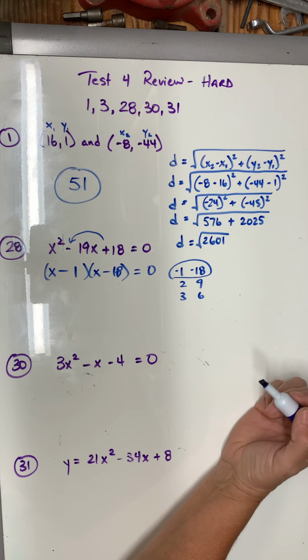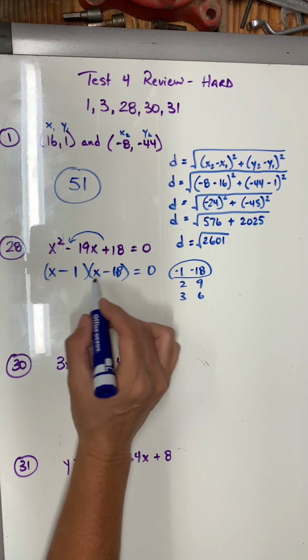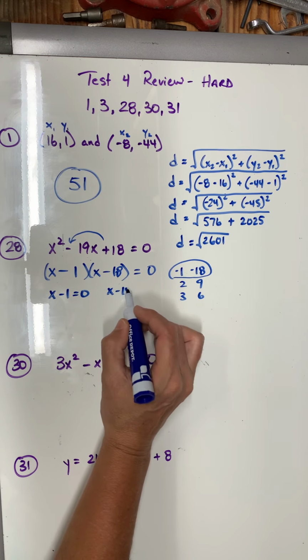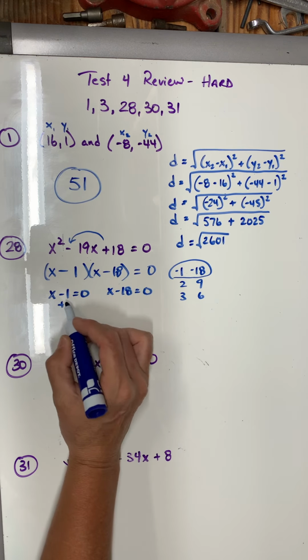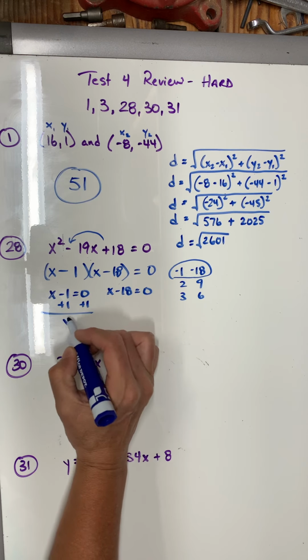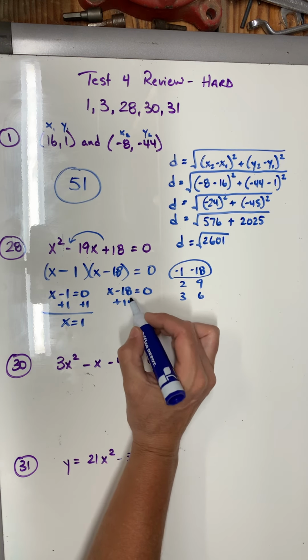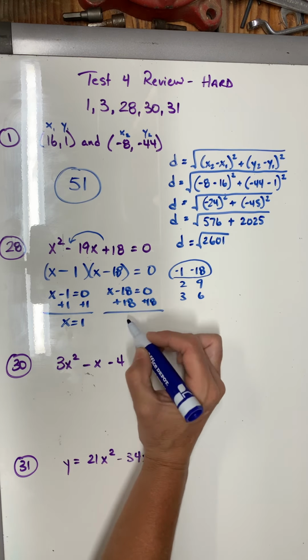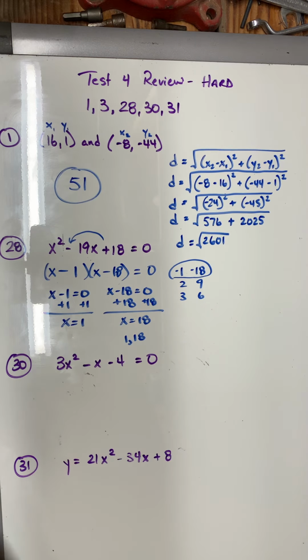Then I would use my zero product property to take each of these and set them equal to 0 and solve to get my answer. So if I add 1, x is 1, add 18, or x is 18. So you write your answer as 1, 18. Those are the two answers.